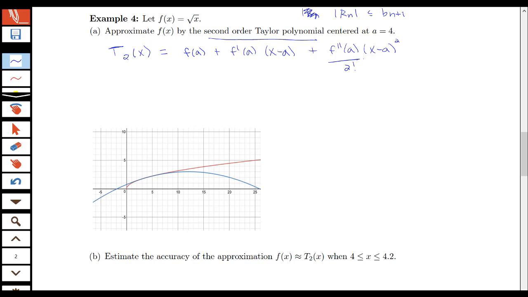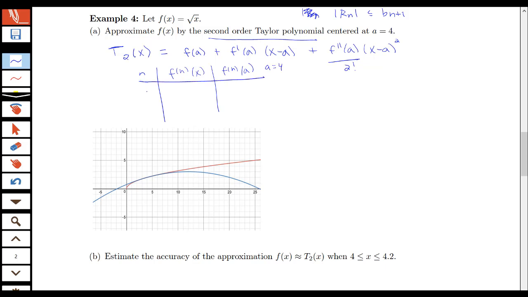Okay, here I have a is 4, so I need to figure out what f prime and f double prime are at 4 to be able to complete my formula for the second order Taylor polynomial in this case. It can be useful to organize the information that you have to find in a table. So I'm going to need to find my nth derivatives, and then I'm going to need to find the value of those derivatives at my point a equals 4.